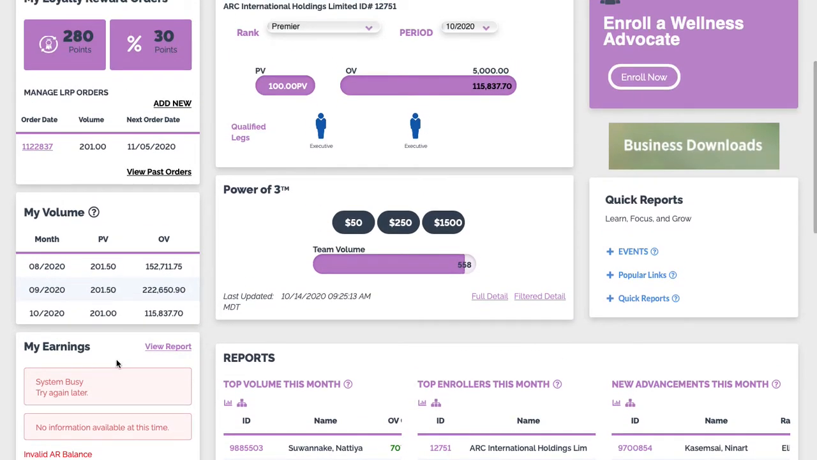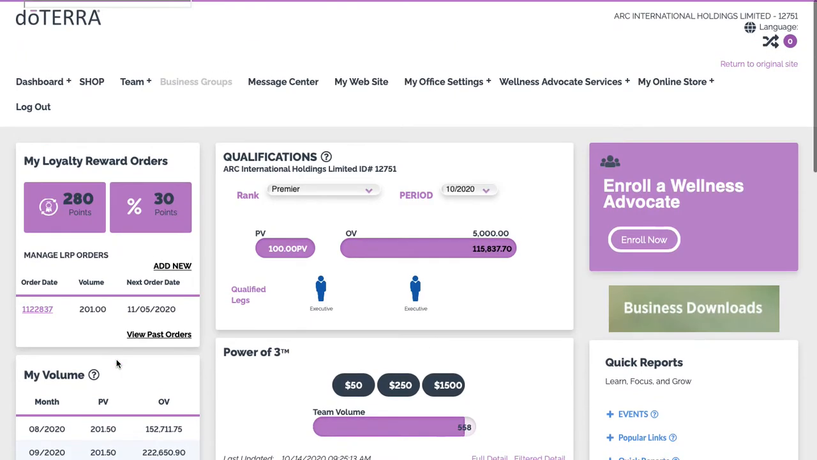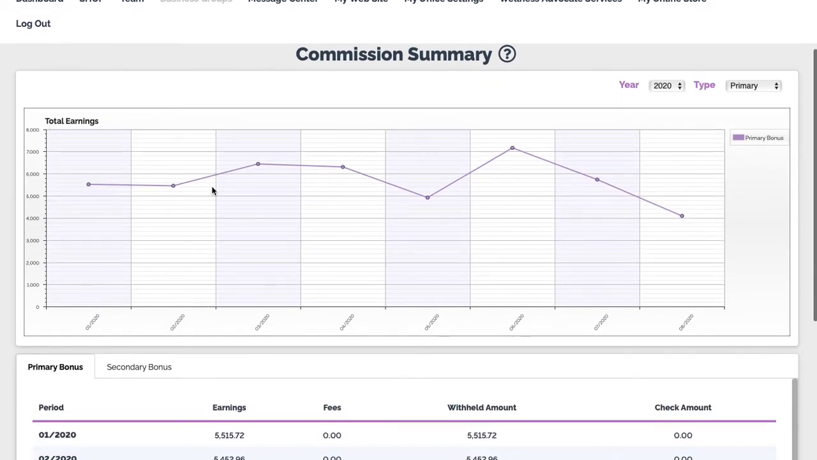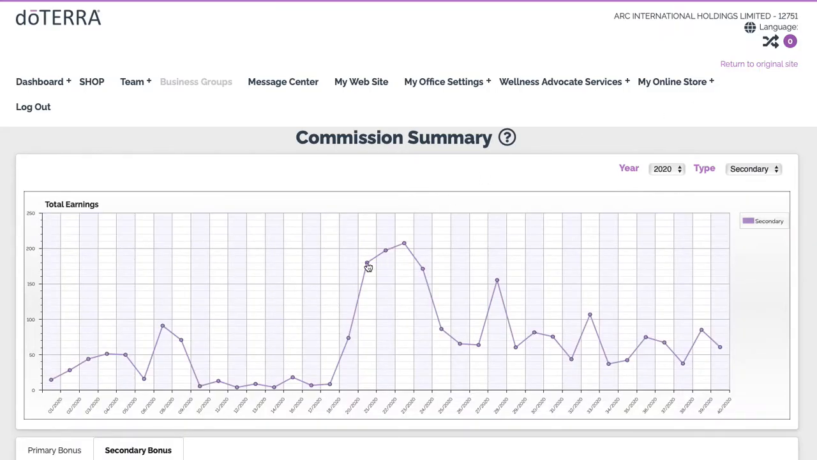But what we're trying to figure out is how we're going to look at that. The best way is to come up to your dashboard and click on Commission Summary. Commission Summary is going to give you a more detailed view. Here are the commissions. As you can see over the last few months, actually over the course of the year, you can go back multiple years. You can check between primary, which is your unilevel or monthly bonus, or secondary, which we'll do just for a second here. Your secondary bonus is your fast start bonus.